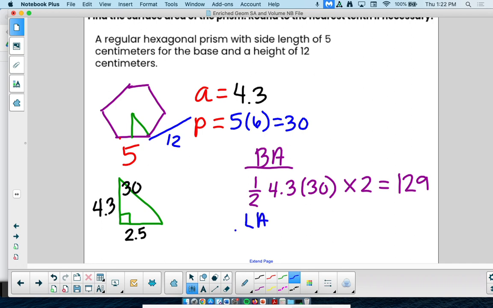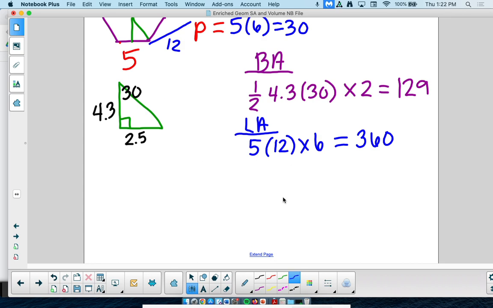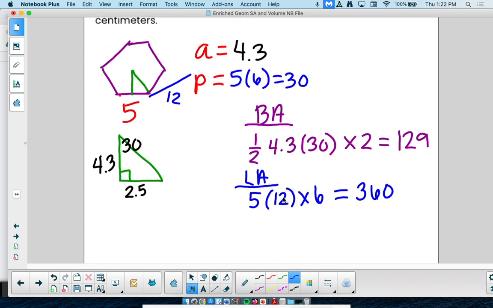Lateral area. 5 times 12. 360. Yep, it is 360. Now we add them together for our total surface area. Okay. 489 centimeters squared.